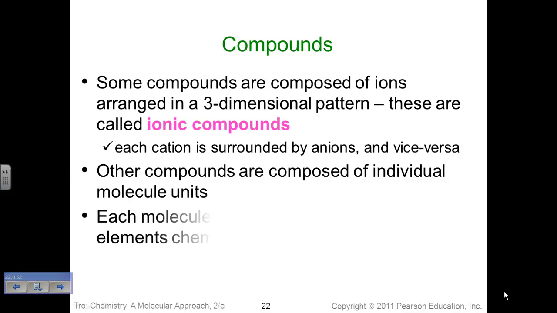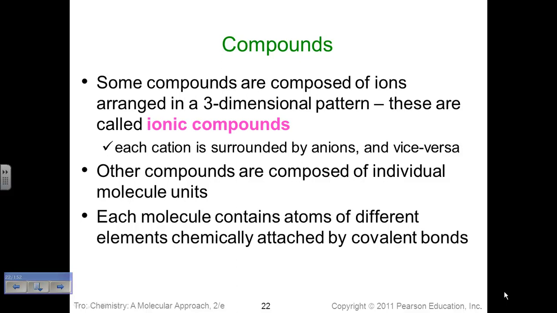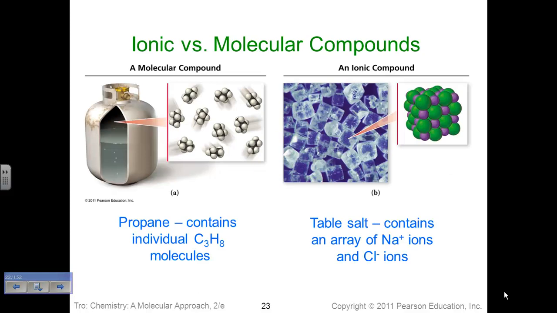Other compounds are composed of individual molecular units. When nonmetals combine with nonmetals, they're attached by covalent bonds. Ionic compounds, the first, are positive and negative ions where we'll see a transfer of electrons in an ionic bond, whereas molecular compounds are two nonmetals attached by covalent bonds, where electrons are being shared.